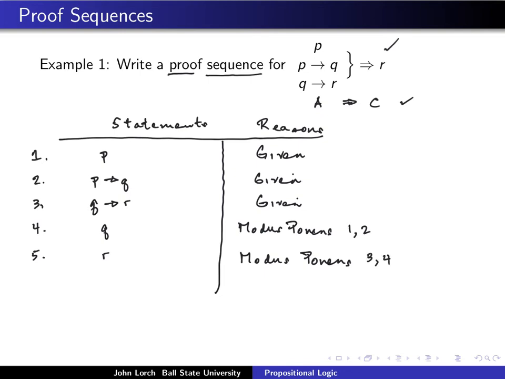And now we see that we are finished, right? We have taken our given statements and supplied some intermediate statements, and then finally ended up with the statement that we wished to achieve. So that is a proof sequence for this tautology.